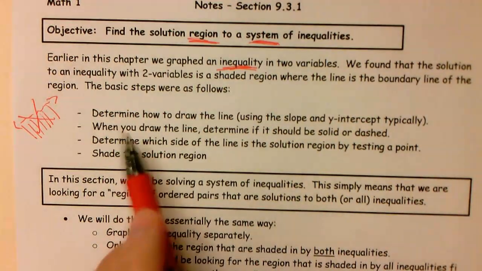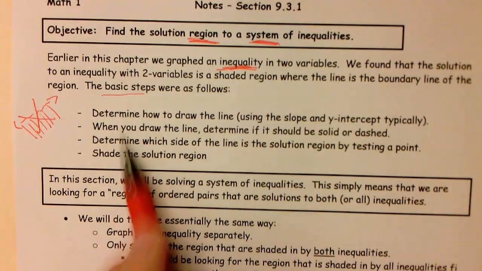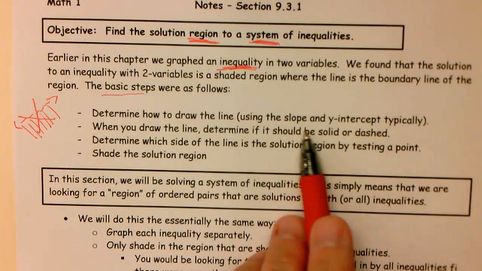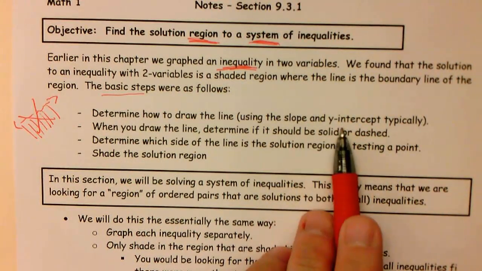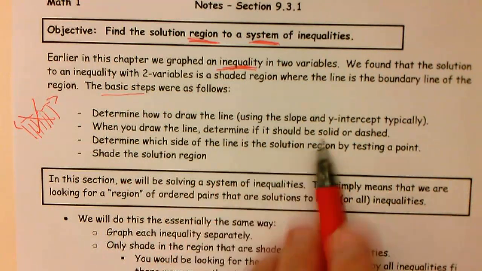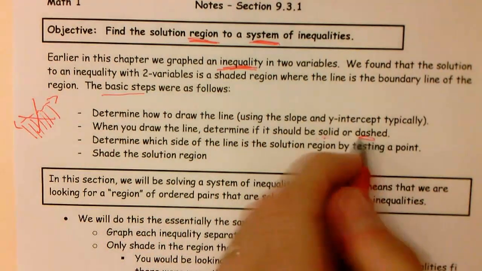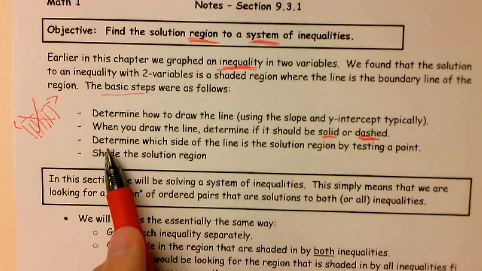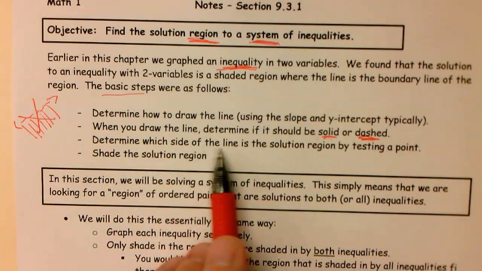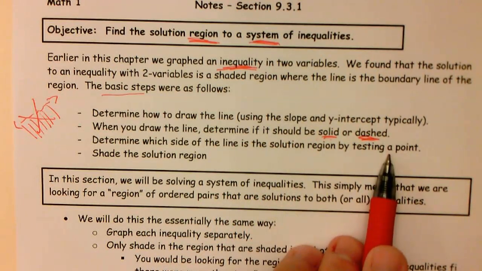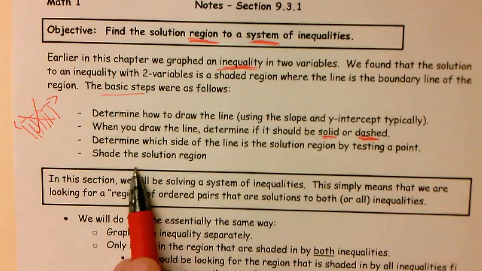And down here I've put the basic steps that you did to do that. First, you had to determine how to draw the line, generally by using the slope and the y-intercept. Then when you draw the line, you had to determine if it should be solid or dashed. Remember, solid is when you include the or equal to. And then you had to determine which side of the line is the solution region by testing a point to see if it was a solution. And of course, you shade that region.